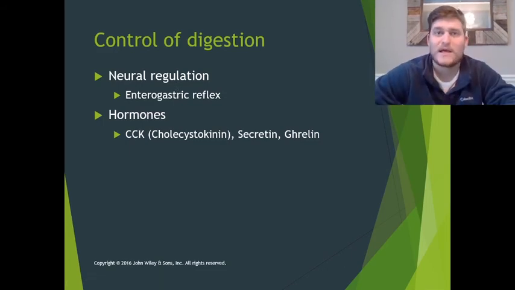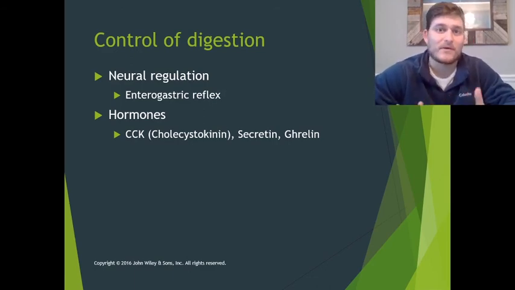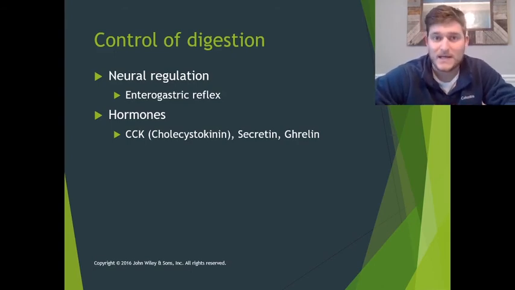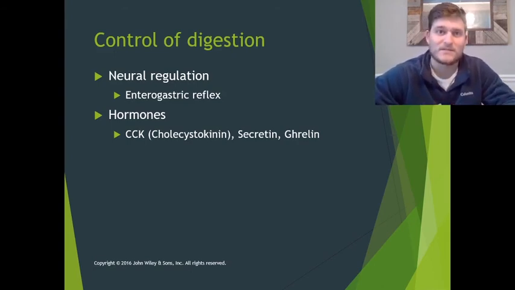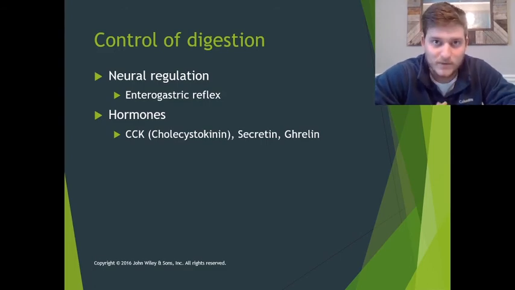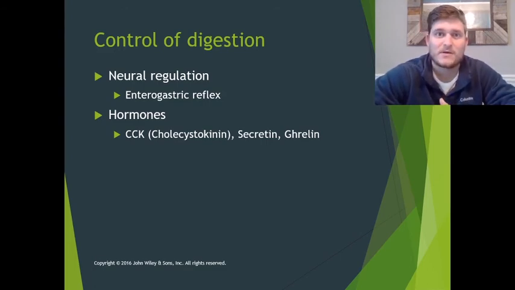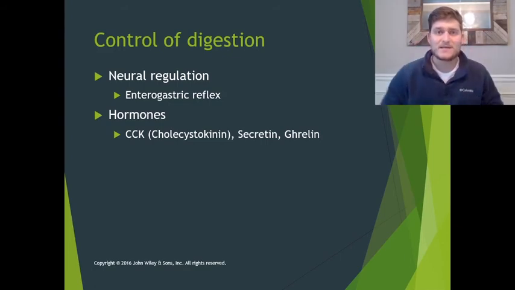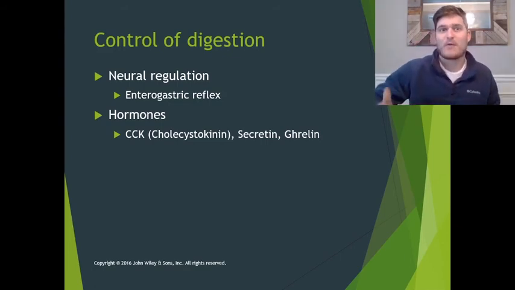In addition, we have hormones that help regulate our digestive system, including CCK, cholecystokinin, which is going to help in the release of bile from the liver into the small intestine; secretin, which also helps in the release of bile and also the release of pancreatic juice into the small intestine; and then ghrelin, sometimes called the hunger hormone, because it is going to increase our appetite and therefore increase our food intake.